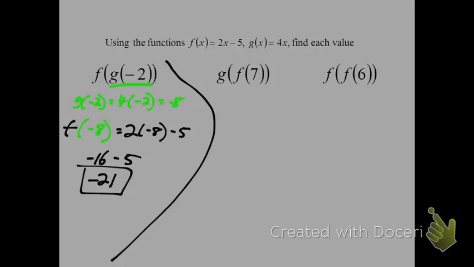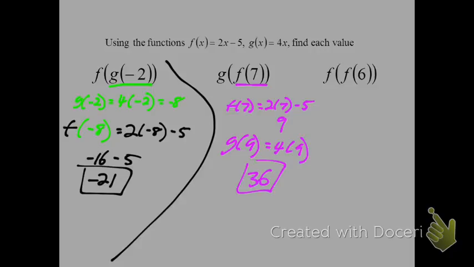Then for g of f of 7, you follow whichever way the function is asking. Last time I went g first, this time we're going to go f first. So f of 7 equals 2 times 7 minus 5, which gives you 9. And then we're going to go g of 9, which is 4 times 9. So you get 36.